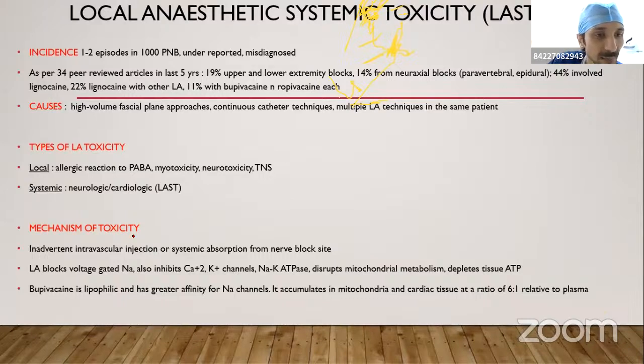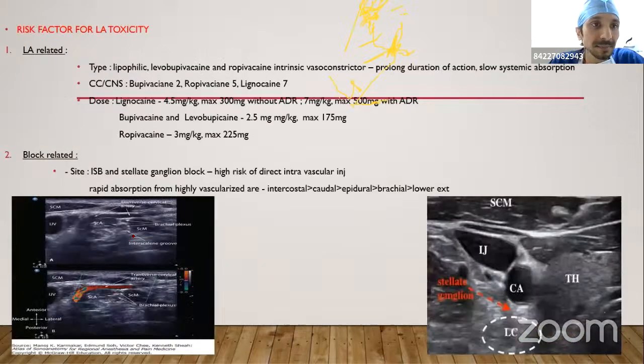Local anesthetics block the voltage-gated sodium channels. Not only do they block the voltage-gated sodium channels, but they also can inhibit the calcium channels, potassium channels, sodium-potassium ATPase, and the mitochondrial metabolism. Bupivacaine, which is lipophilic and has a greater affinity for sodium channels, accumulates in the mitochondria and the cardiac tissues at the ratio of 6:1 relative to the plasma. And so it is more associated with cardiac toxicity.